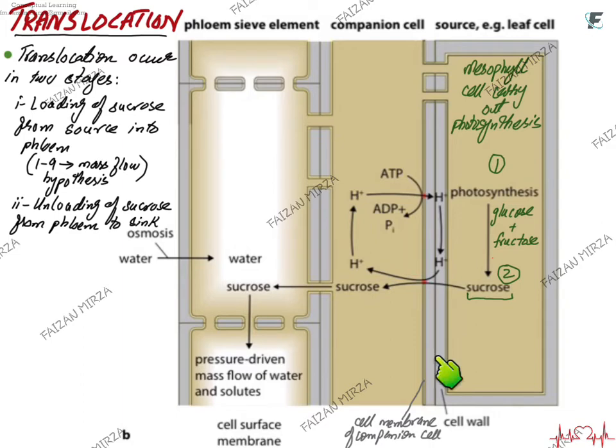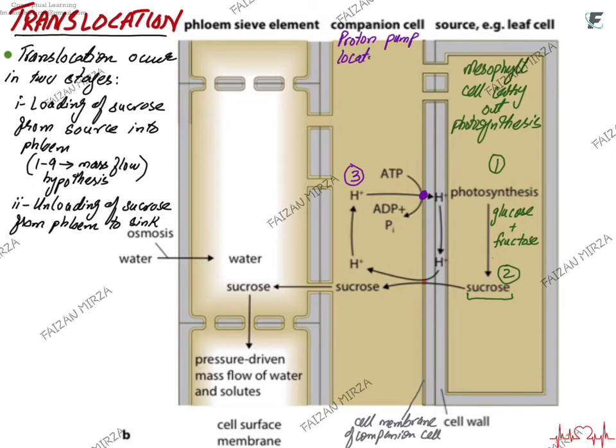You can just see here, this is the cell wall of the leaf cell, the mesophyll cell, and this is the cell wall of the companion cell, and this is the cell membrane of the companion cell. Why have I highlighted the cell membrane of the companion cell? Because this membrane has certain proteins which we are to discuss, because they are of prime importance in translocation.